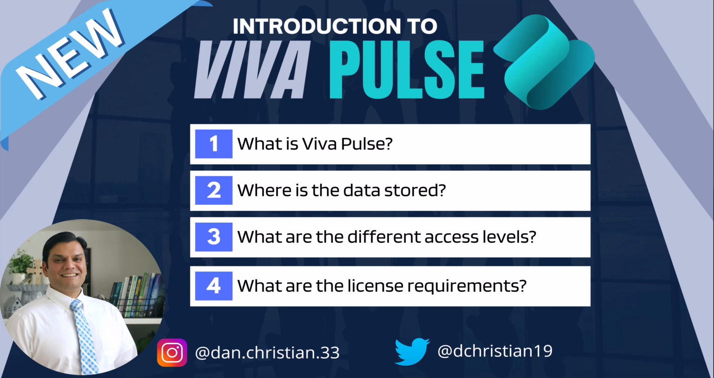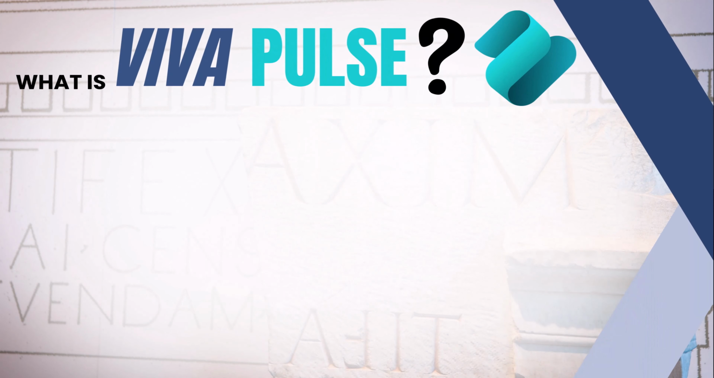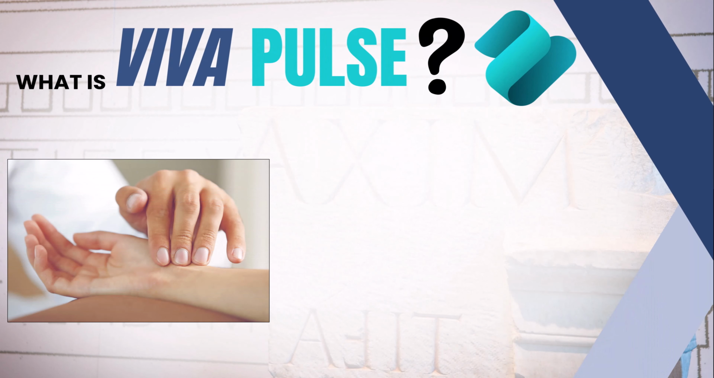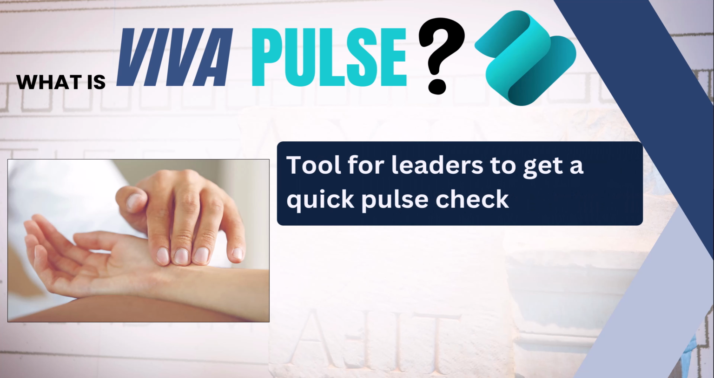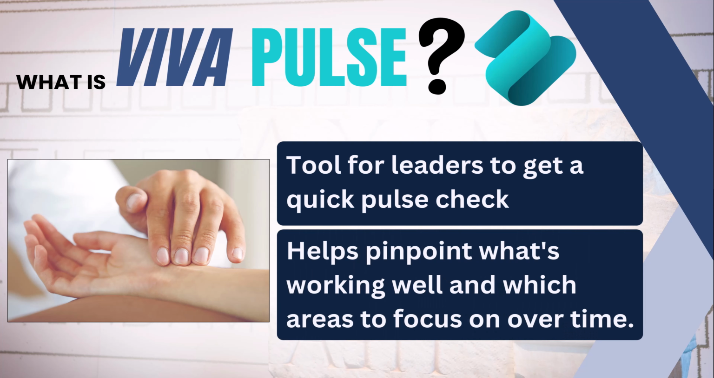So first, let's talk about what is Viva Pulse. And as the name suggests, this is to get a pulse of the current situation in your company. So it can be a great tool for leaders to get a quick pulse check on current situations or even help pinpoint what's working well and which areas to focus on over time.